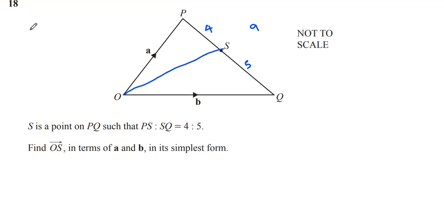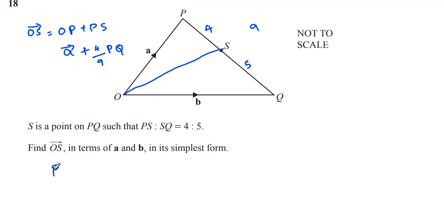So how can we write OS? OS vector is equal to, I can start from this OP plus TS. Yes, OP plus TS. So we know OP is A vector, and TS, do we know? We don't know. But we know it is 4 by 9 of PQ. Yes or no? 4 by 9. Because this part is 4, the total is 9. 4 by 9 of PQ.